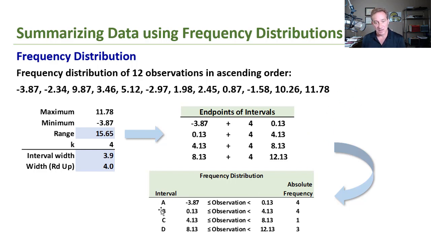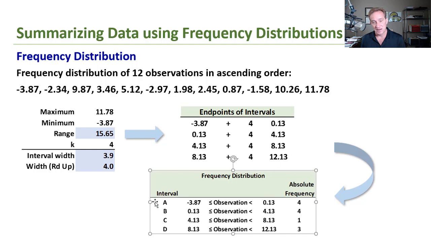So then we have intervals. Here we might call them A, B, C, and D. And we just have a count. Our first interval or bin runs from negative 3.87 to 0.13. And we would count how many are in that bin. And you notice it's observations that are greater than or equal to the lower value and less than the upper value here.